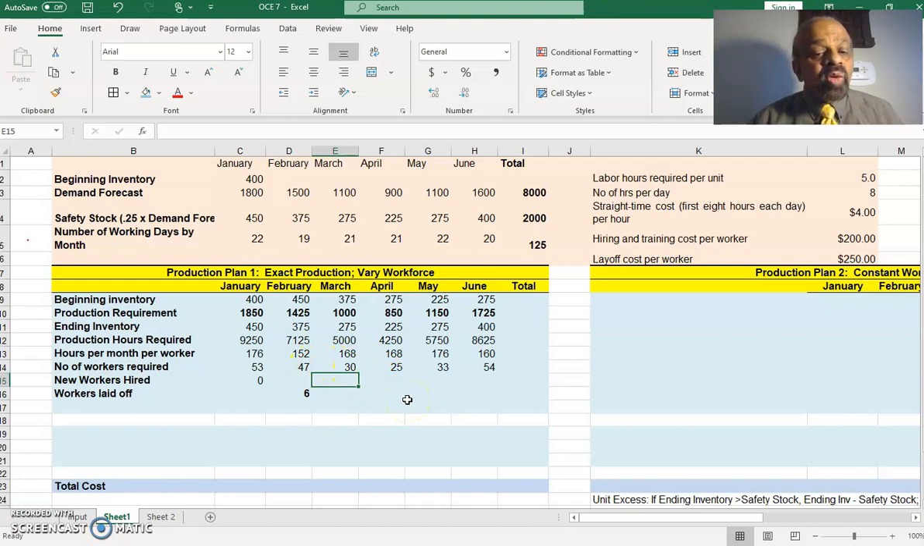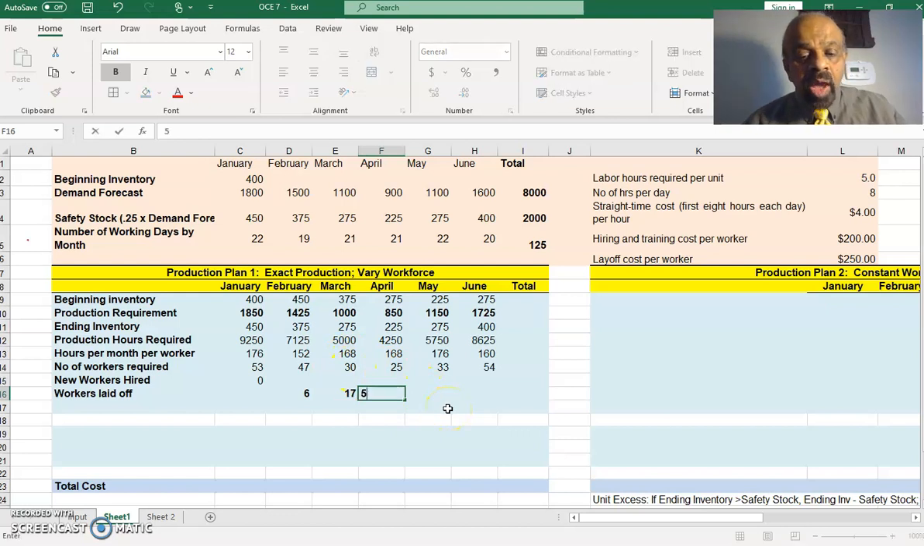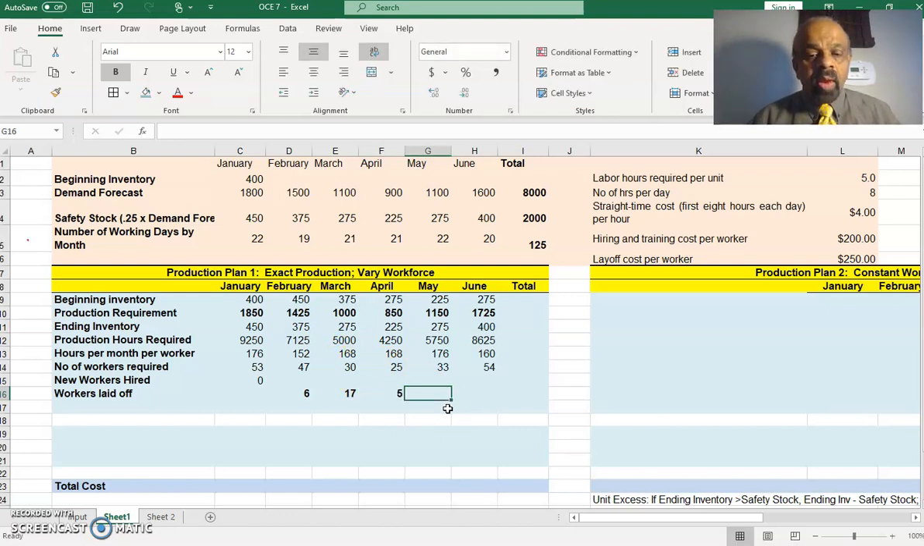I still have to lay off some people for March. So 47 minus 30 is 17. For the month of April, I'm reducing my number of workers from 30 to 25, so I need to lay off 5 more people. Now, I have 25 in April, but in May, I need 33. So what do I do? I need to hire some people. I'm going to hire 8 people.